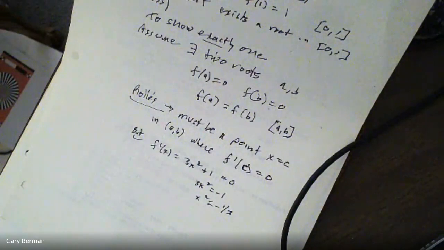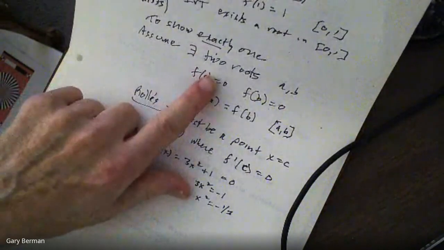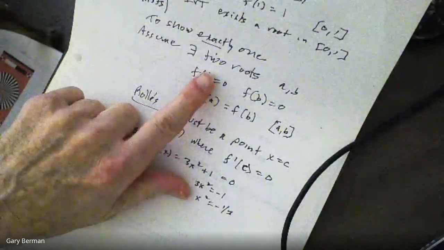What's wrong? Well, what's wrong, if all the other work is correct, which it is, what's wrong must be your original assumption when you said, let's assume there are two roots. That's what's wrong.